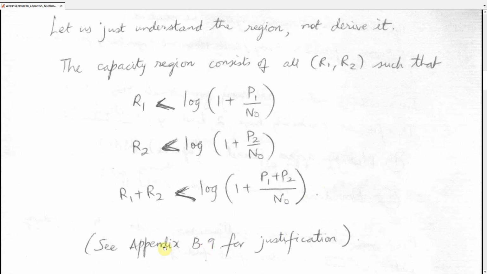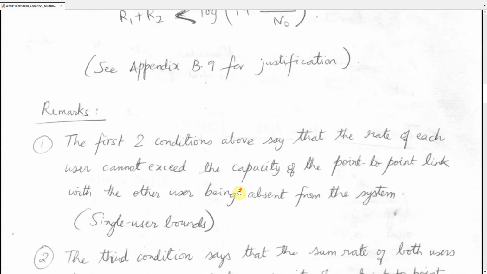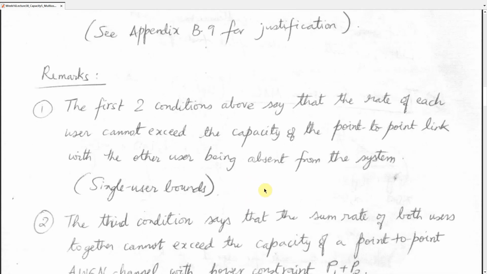So you can go to Appendix B.9 of your book, Tse and Viswanath, Fundamentals of Wireless Communication, for justification of these three conditions. Now we see the details of these three conditions.